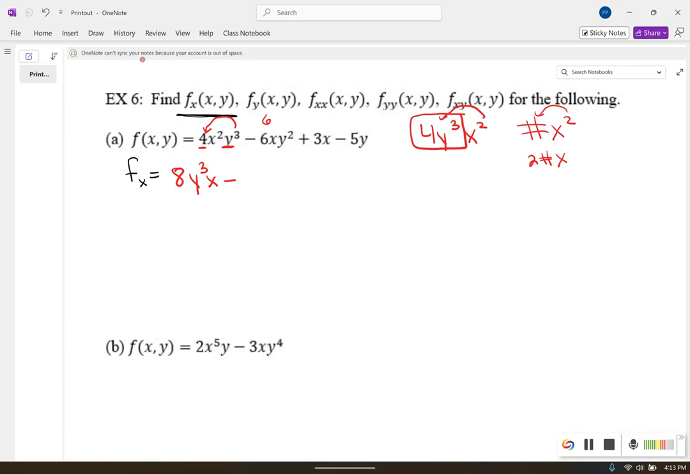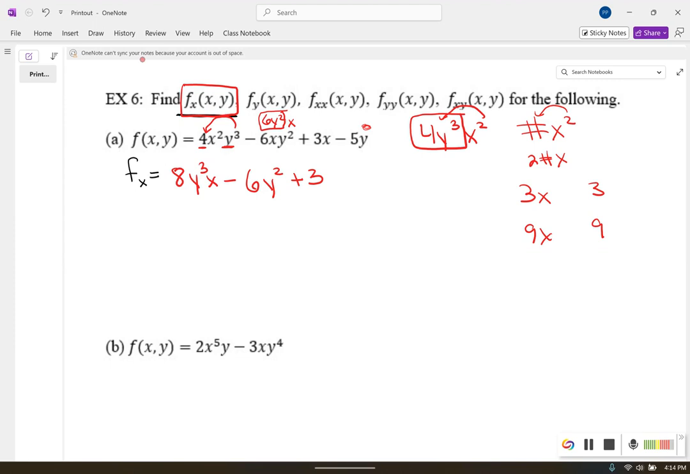Minus, same thing here, we're going to treat y just like a constant. So if I want to group them together, I'll have 6y squared x, and this is just a constant number times x. So if it were just 3x, derivative would be 3. If it were 9x, derivative would be 9. It's just a number times x, so the derivative is just that number. Derivative of 3x with respect to x is 3, and the derivative of negative 5y with respect to x is 0.